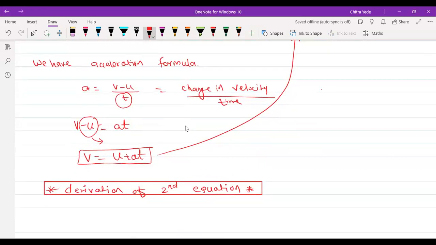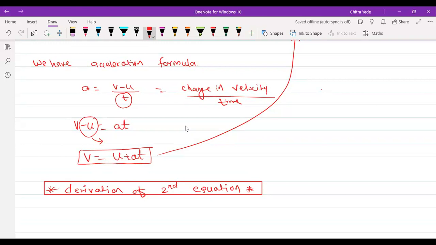Can you repeat the question? What is the second equation of motion? See, this is the first equation of motion: v equals u plus a t. Now we're going to discuss the second equation of motion, and how to derive it.